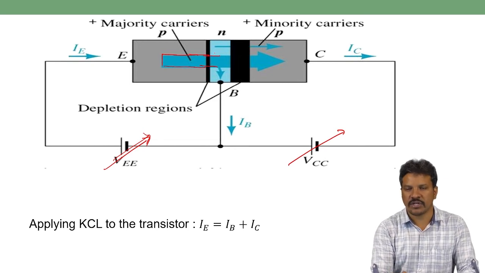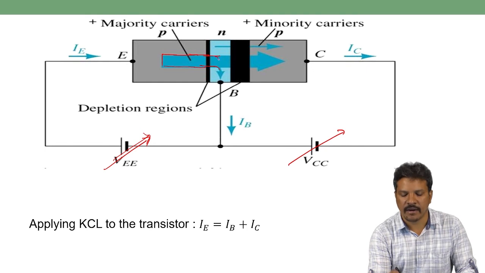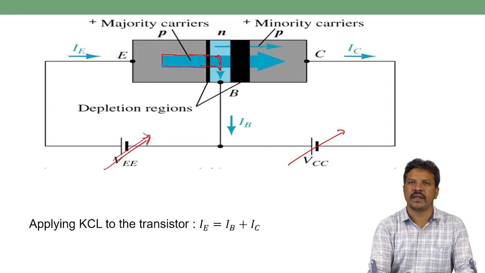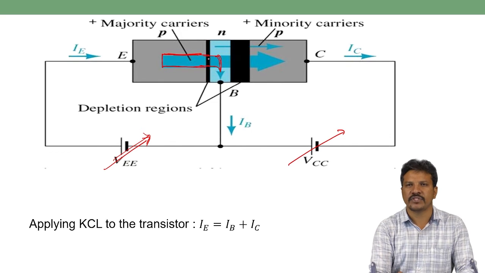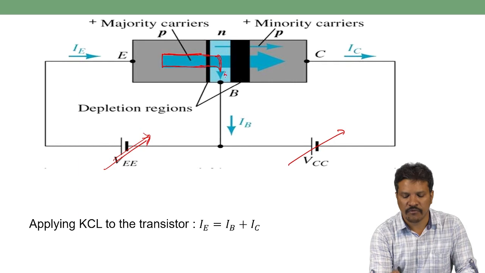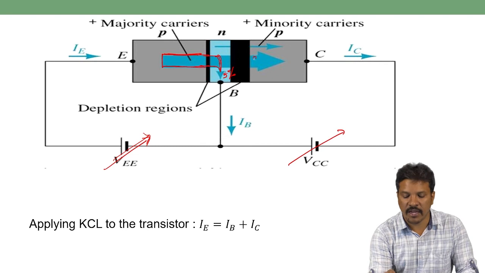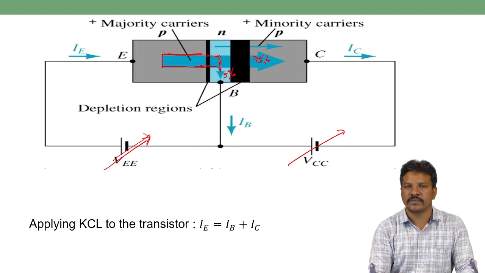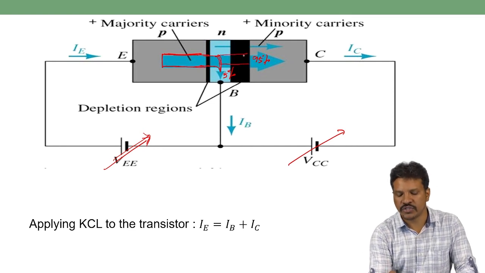When they cross the junction, only a small number of these majority charge carriers recombine in the thin base region. For example, of 100% charge carriers coming from the emitter, only 5% is recombined in the base region. The remaining 95% of charge carriers cross the reverse bias p-n junction and reach the collector.